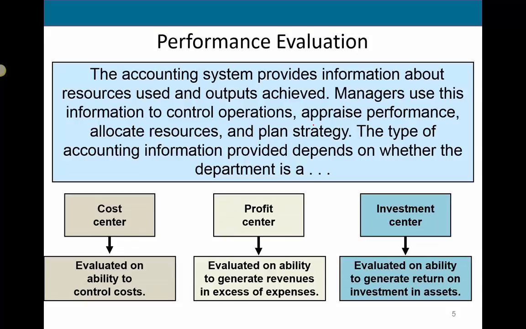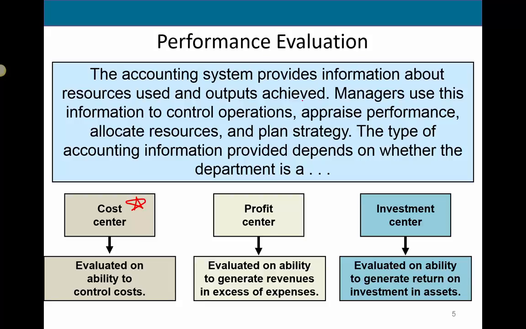Okay, so as we're evaluating these different types of departments or units within an organization, there are three tags we can put on them using the managerial accounting lingo. One of them, on the far left, is a cost center. A cost center is one that is evaluated according to its ability to control costs. Nothing about profit or making a return on anything. It's just, can it control costs? Can it stay on budget? That's what we talked about mostly in the last chapter, right? We talked about budgets, flexible budgets. And so cost centers are those that are run by the budget.